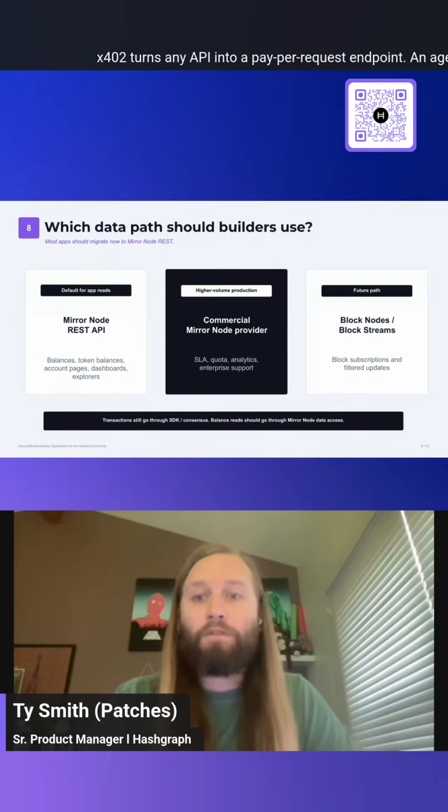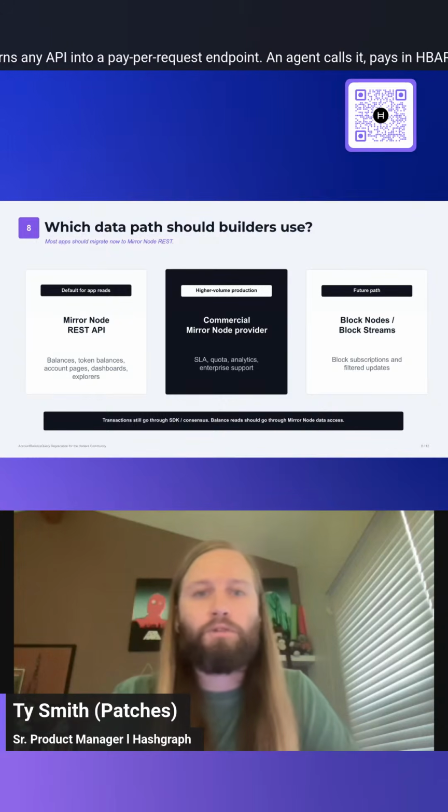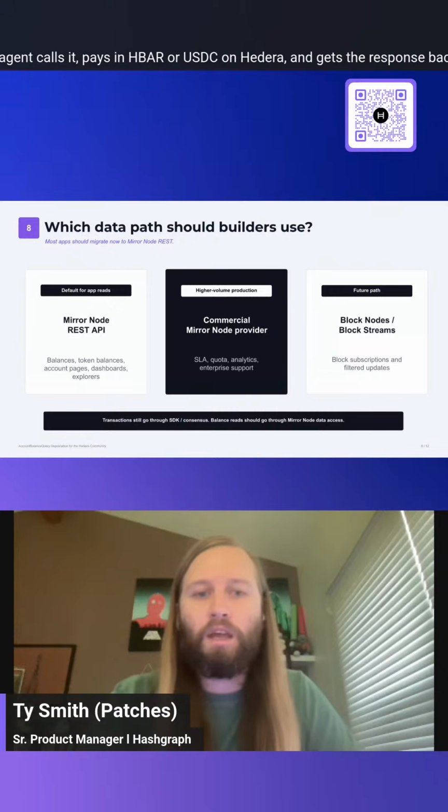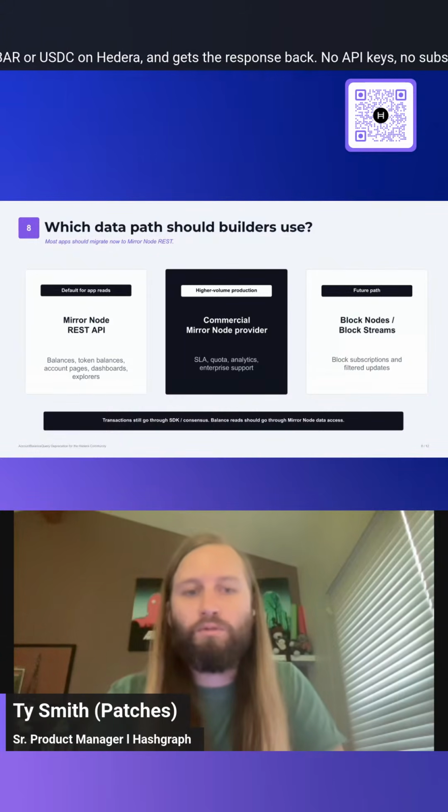And then the future path: we will have block nodes and block streams, and it'll be another way to get information off of the network in a new way with some proofs.